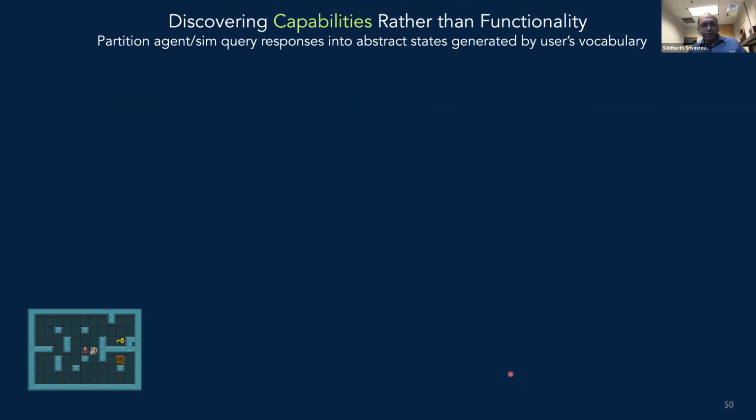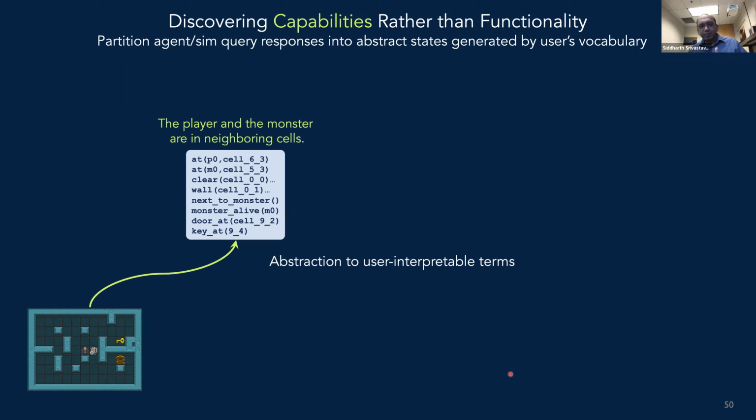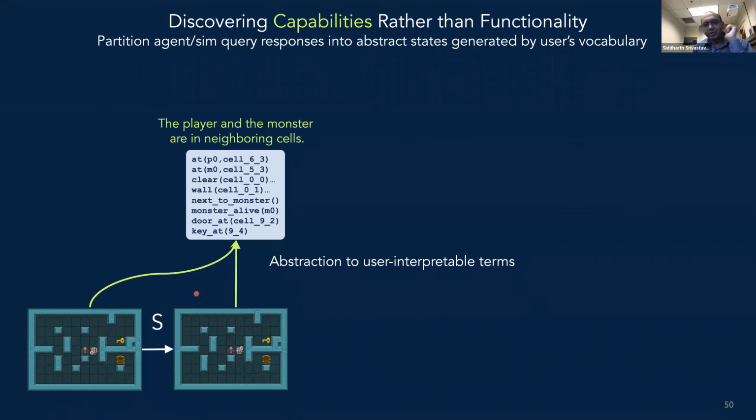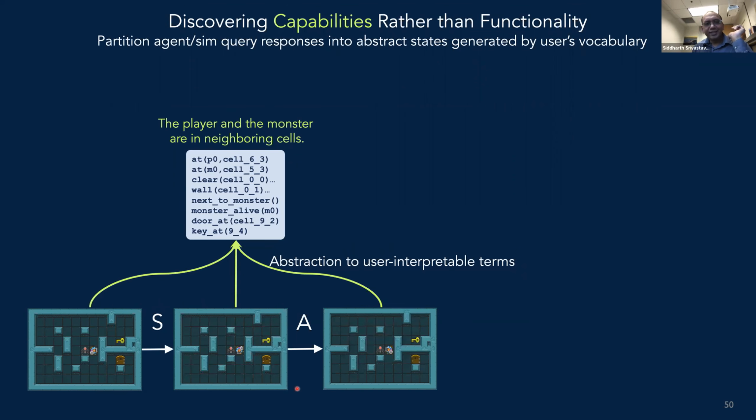So I'm going to let the agent run. And as it's going about doing its business, I'm going to give it a bunch of random goals. And as it goes about and moves in the environment or changes things in the environment, I'm going to view the state through the lens of terms that the user understands. So this abstract state, for instance, corresponding to terms that the user understands, is simply saying the player and the monster are in neighboring cells. And as the agent goes about, it does things, all of these states actually have the same abstraction. So I say, from the user's point of view, nothing much has changed.